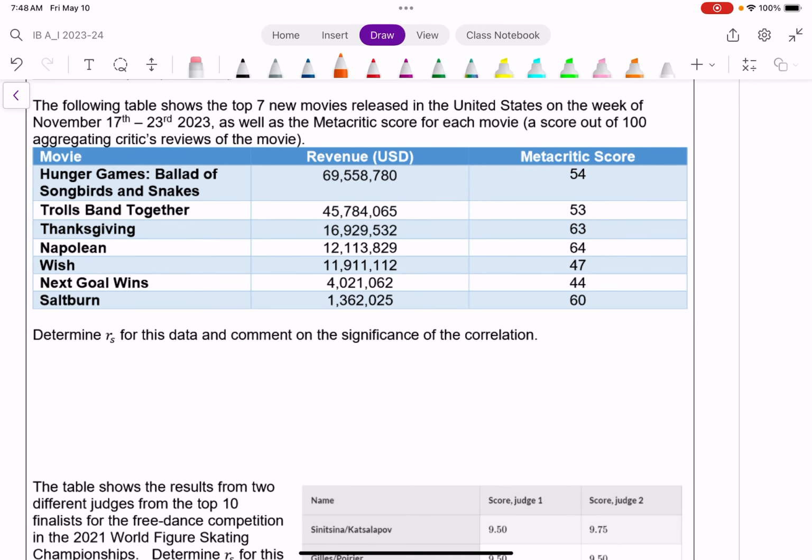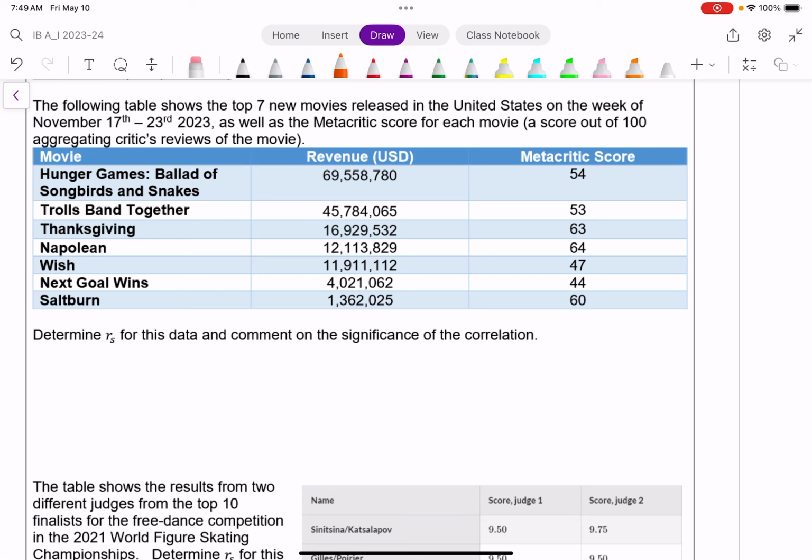What I have here are the top 7 new movies released in the week of November 17th to 23rd, 2023, and how much revenue they made in American dollars during that week, compared to their Metacritic score, which is an aggregate score of all the critical reviews. Essentially, the closer to 100, the more well-reviewed it was by a variety of critics. The closer to 0, the more poorly reviewed it was. And so we want to see what sort of correlation there is between the revenue these movies made in their first week compared to how well-reviewed they were, which is the Metacritic score.